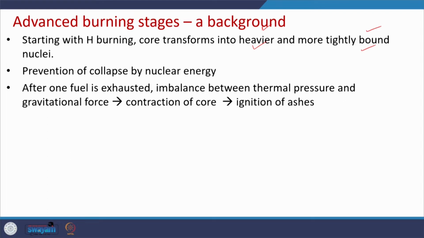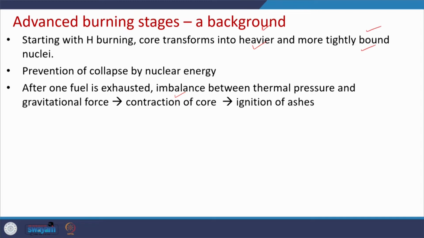There will be an imbalance between the thermal pressure and the gravitational force, because the temperature is not yet enough to ignite the other things. So, what will happen? Because of this, contraction of the star's core will occur. Now, the contraction of the core leads to an increase in the density and an increase in the temperature.